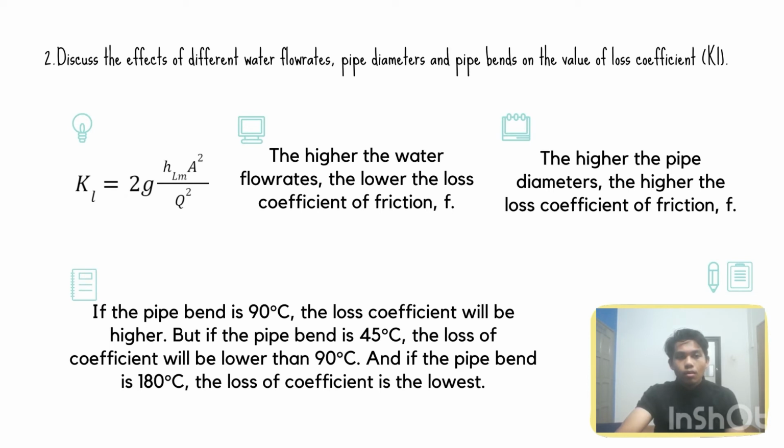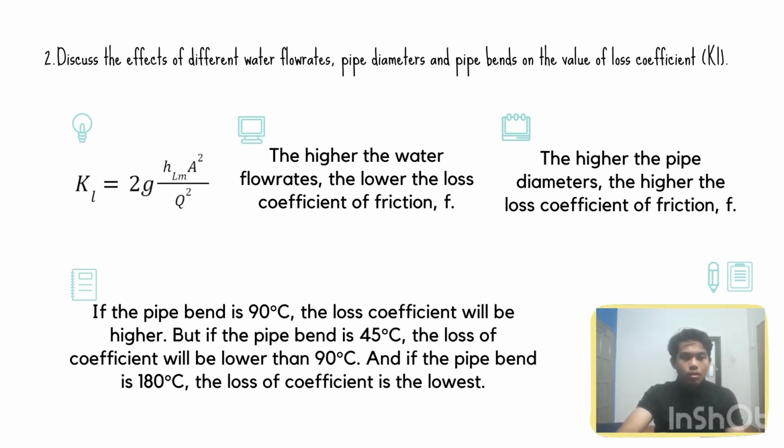So from V, we can find the area of the pipe and the water flow rate of the pipe by using the formula V is equal to Q over A. So from there, we can do the relations by using the formula KL is equal to 2G times HLM, minor head loss, times A square over Q square.